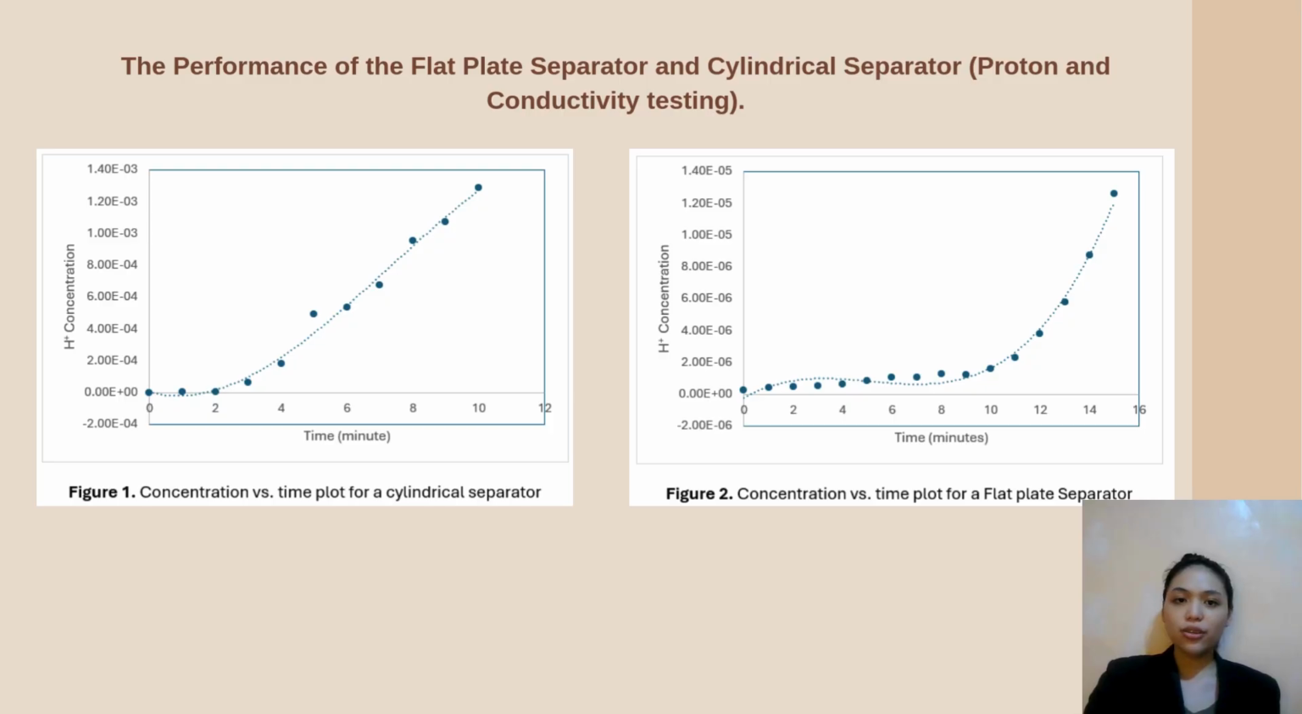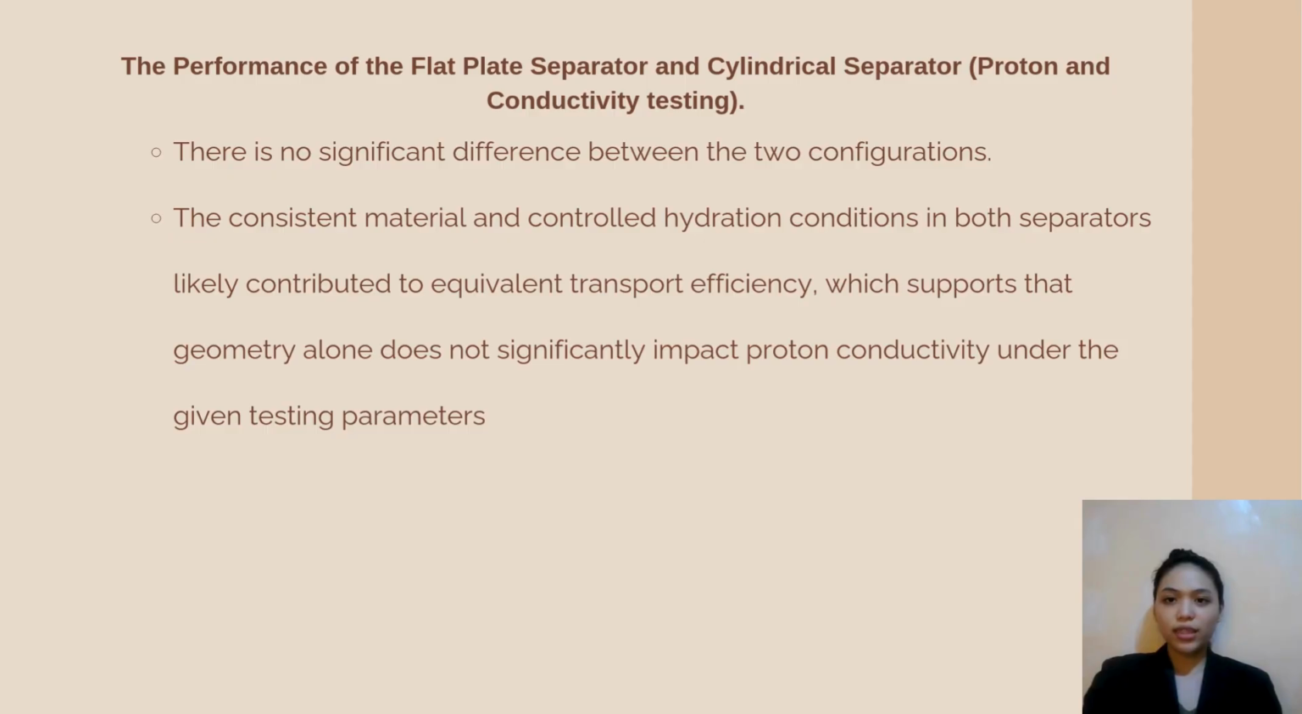In contrast, Figure 2 shows minimal change in proton concentration with a flat plate separator, indicating potential limitations in conductivity. The slope for the cylindrical separator, which is 9.52 times 10 raised to negative 5, suggests efficient proton transport, while the flat plate separator's slope, negative 9.79 times 10 raised to negative 8, indicates negligible or detrimental proton transfer, confirming the superior conductivity of the cylindrical separator. After doing statistical analysis, it was indicated that there is no significant difference between the two configurations.